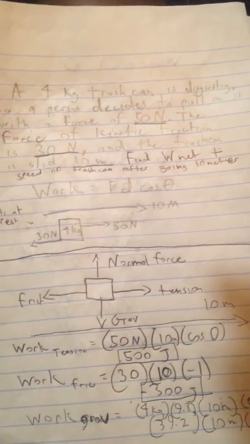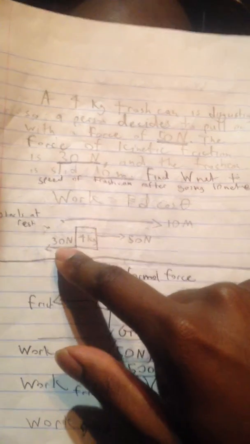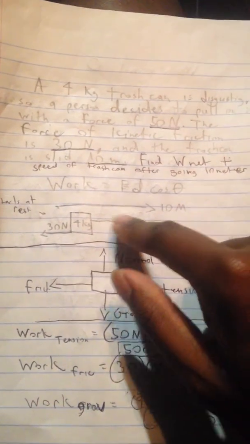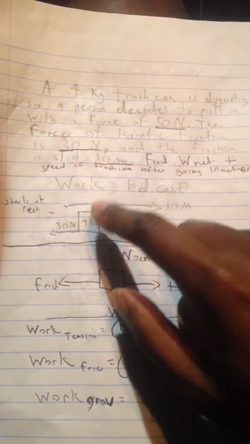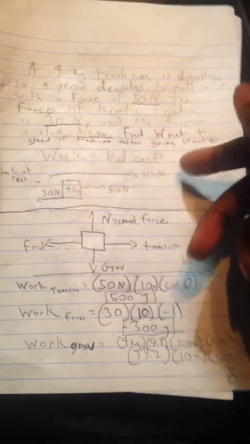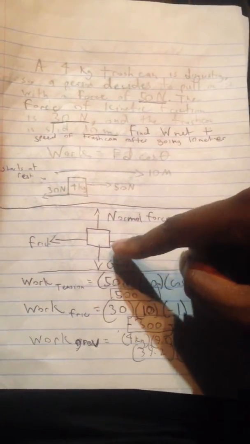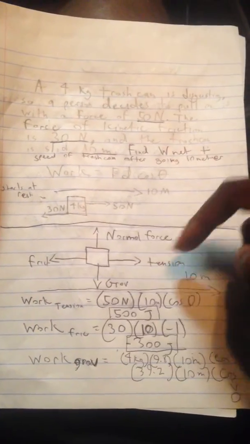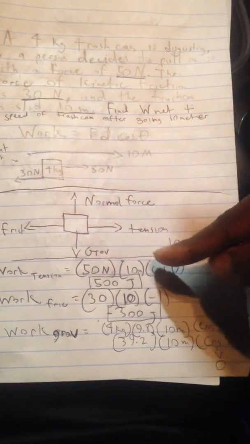Well, first I'm going to find the net work. This is the trash can. This is the friction pulling it 30 newtons this way, and then the tension is being pulled 50 newtons that way, and the full distance taken up is 10 meters. The trash can starts at rest, which will be important for the speed of the trash can. And this is my free body diagram. Gravity is working on it, normal force is working on it, and tension is being pulled and the friction. And this is where I have depicted it being pulled 10 meters this way.